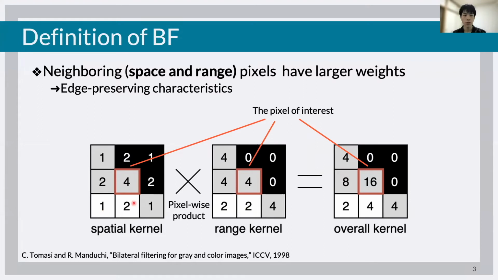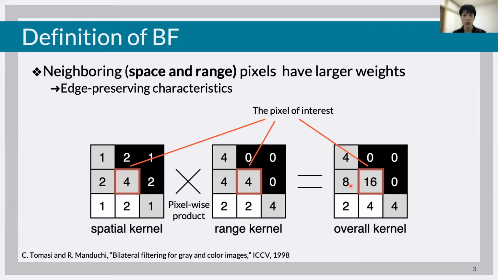The spatial kernel has smaller weights if a pixel is far from the pixel of interest, and otherwise it has larger weights. The four corners, for example, have smaller weights of 1, and the up, down, left, right pixels and the pixel of interest have larger weights. Also, the range kernel has smaller weights if a pixel value is far from that of the pixel of interest. For example, the black areas have smaller weights of 0. So the overall kernel is the pixel-wise product of the spatial and range kernels.